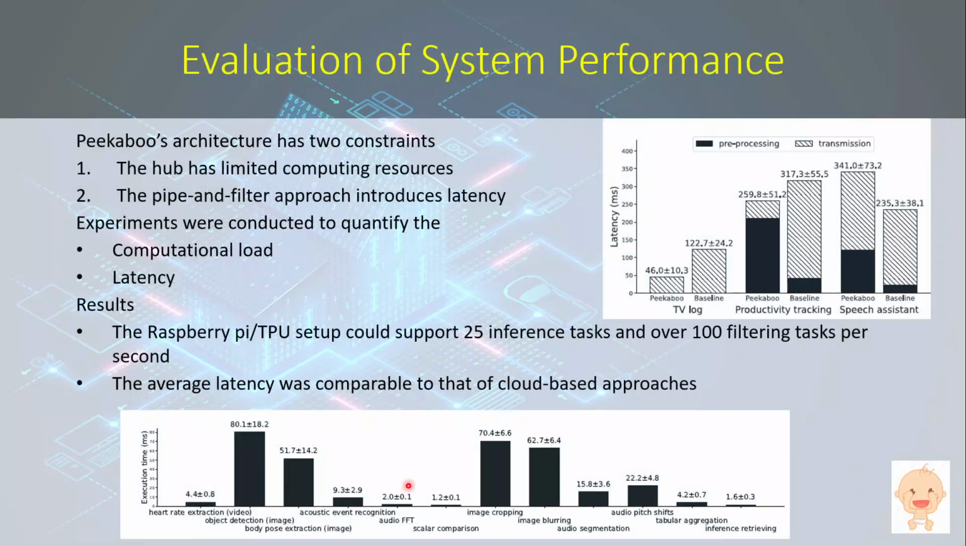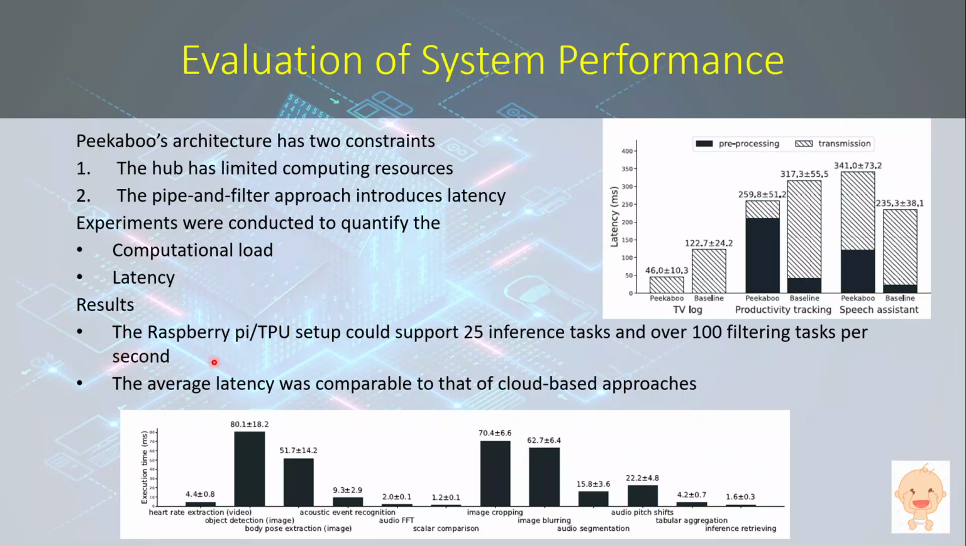Another thing they were concerned about was speed and latency, and this is primarily because the Peekaboo architecture has a hub that has limited computing resources, so it's not the fastest thing in the world, and we use a pipelined approach that introduces latency. So they conducted a number of experiments to quantify the computational load and the latency. This is a result of the amount of time required to execute certain tasks.